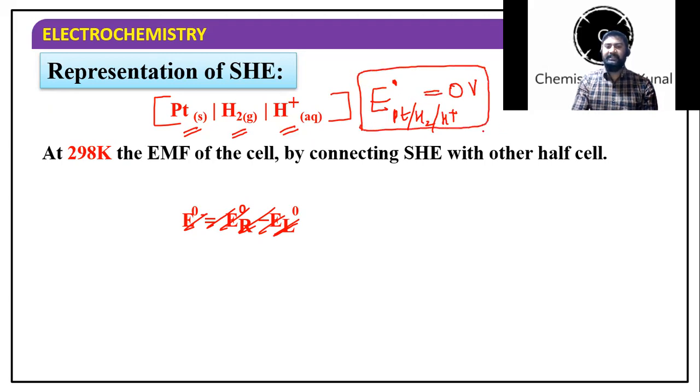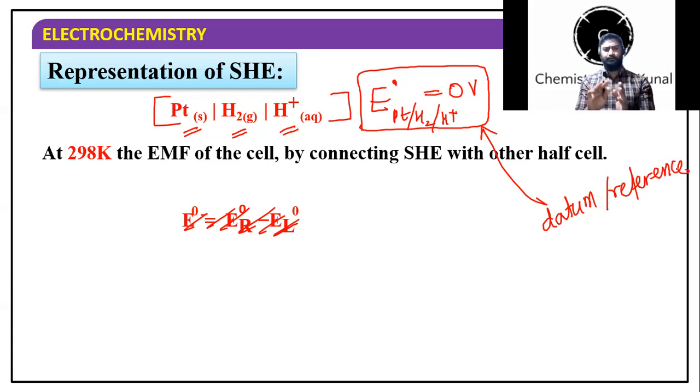It's taken as 0 volt. It's called a datum or a reference point. Don't get scared of these big terms. This simply means that suppose there's a race going on, and we say that this is 0 kilometer and this is 1 kilometer. And suppose it's a race of 1 kilometer.